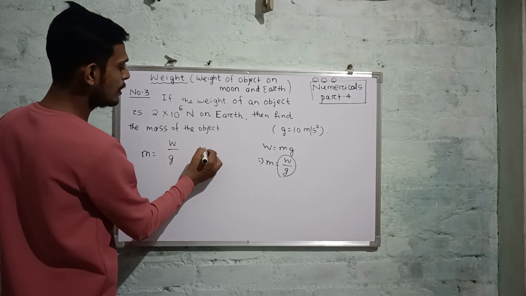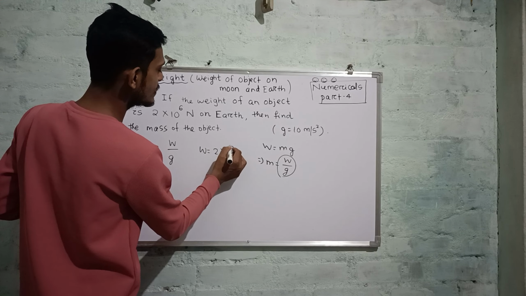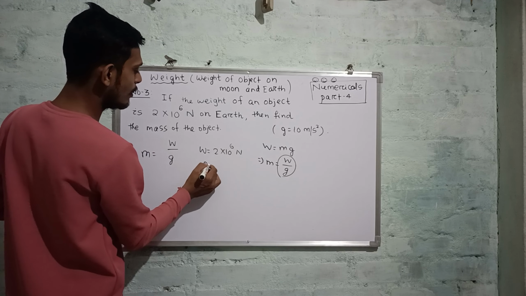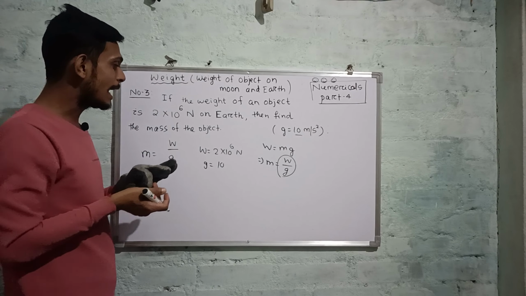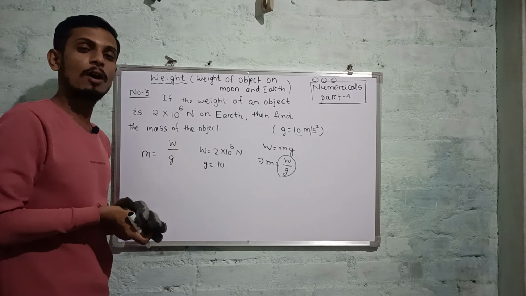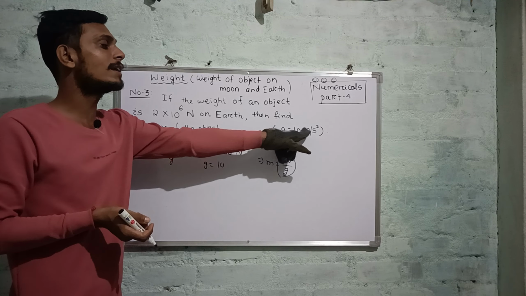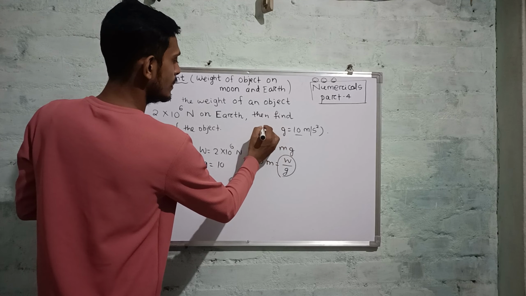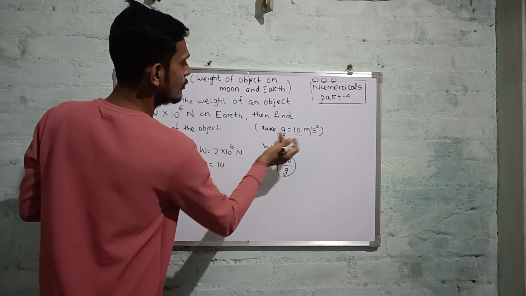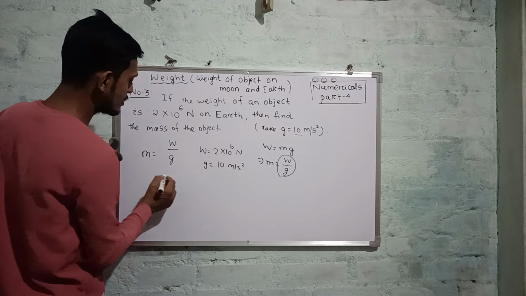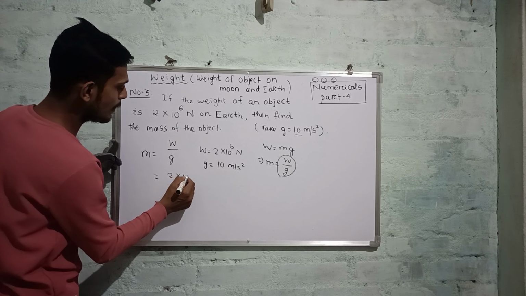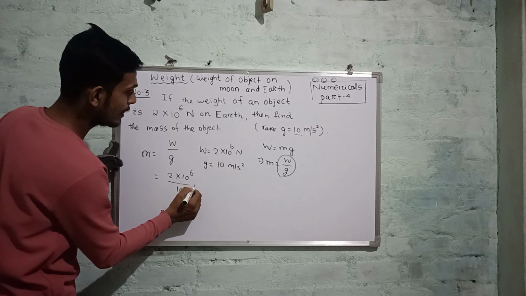We have W equal to 2 into 10 to the power 6 Newton. You have to take g as 10 here. If you take 9.8, then the answer will be wrong, because g must be taken as given: g equal to 10 meter per second square. So simply divide 2 into 10 to the power 6 by 10.